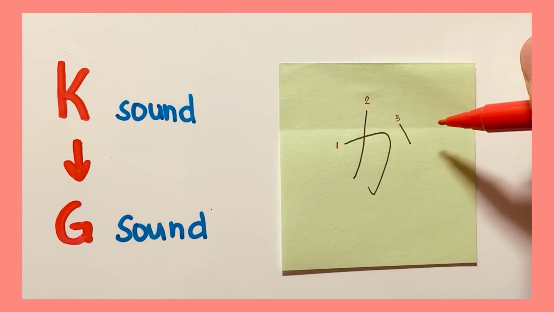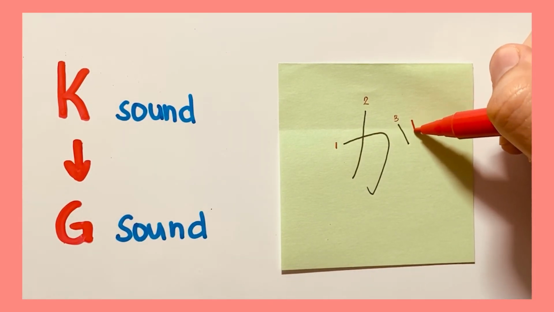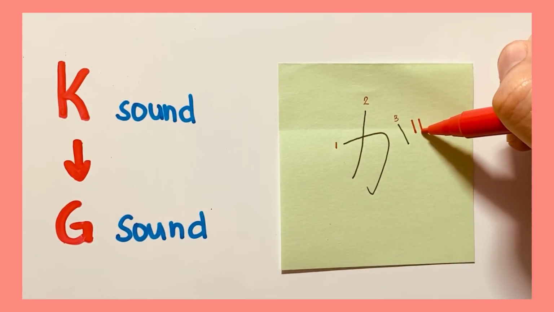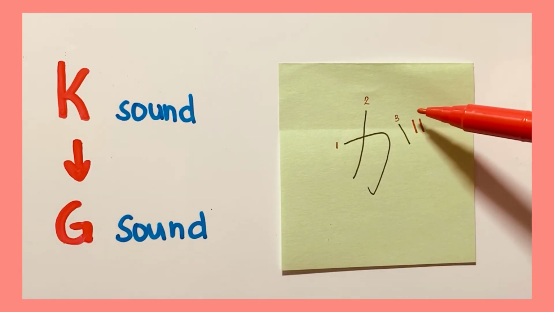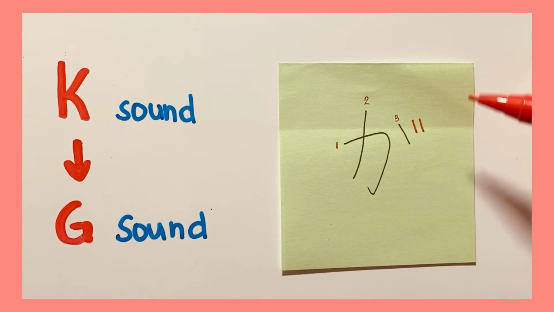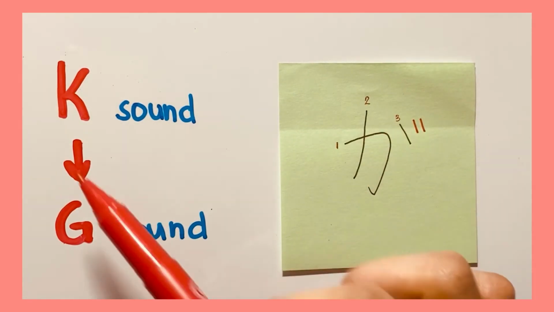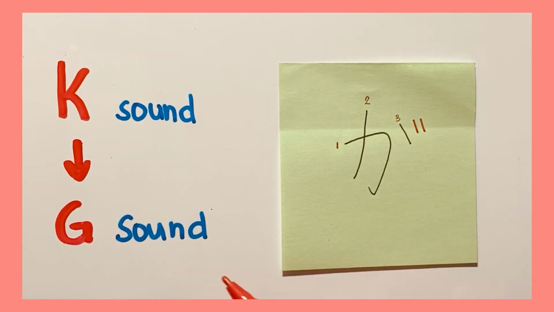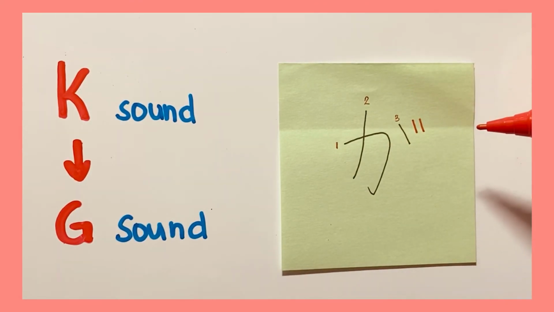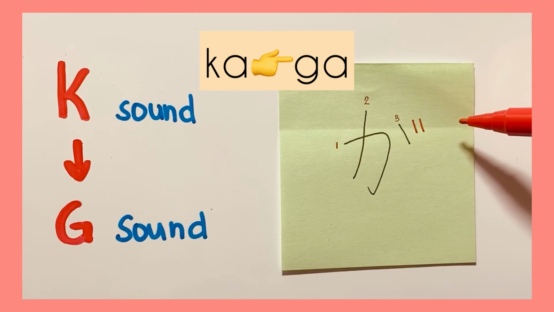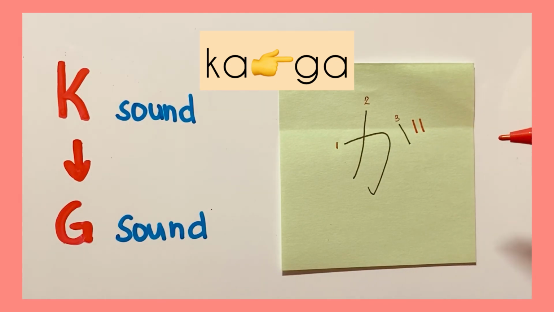So a tenten looks like this. A simple pair of lines parallel to each other. So just by simply adding tenten to this character, from K sound, it becomes G sound. So from ka, it becomes ga. Ga. Okay? As simple as that.